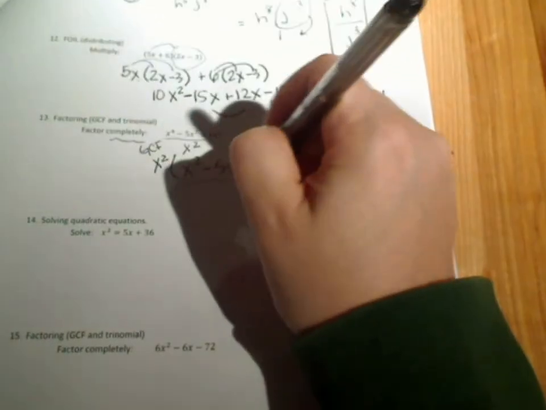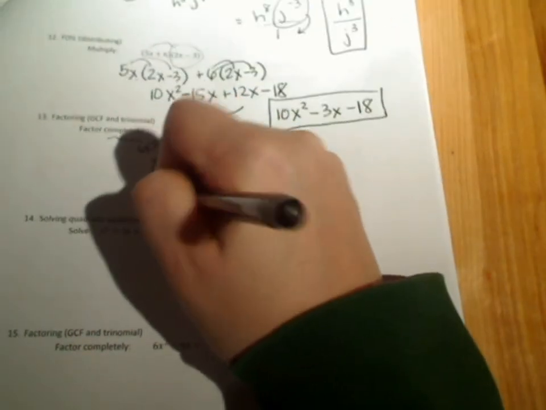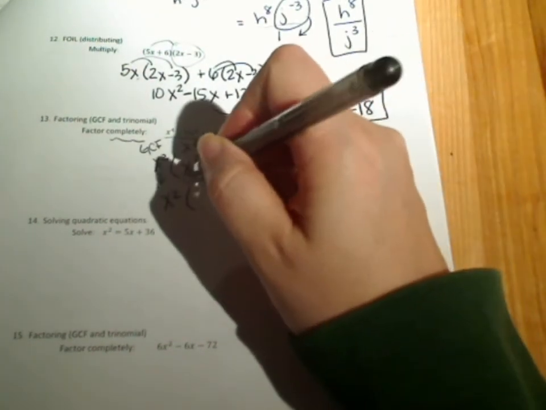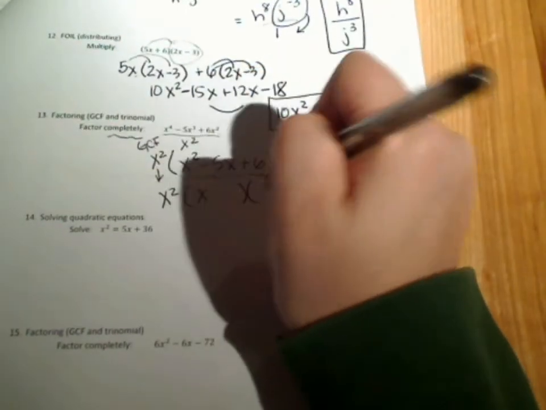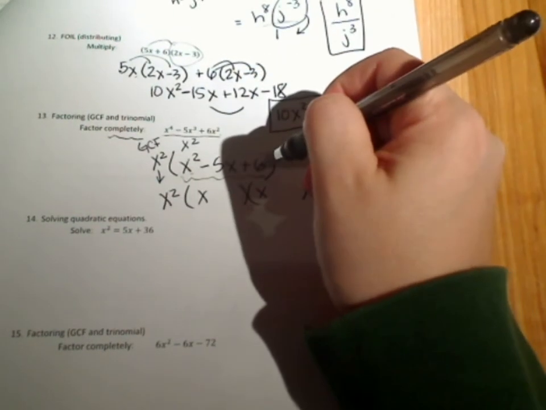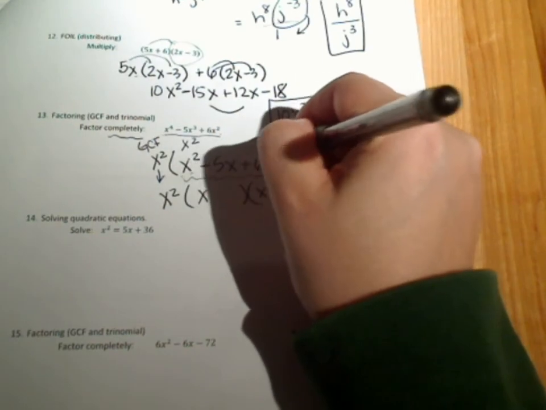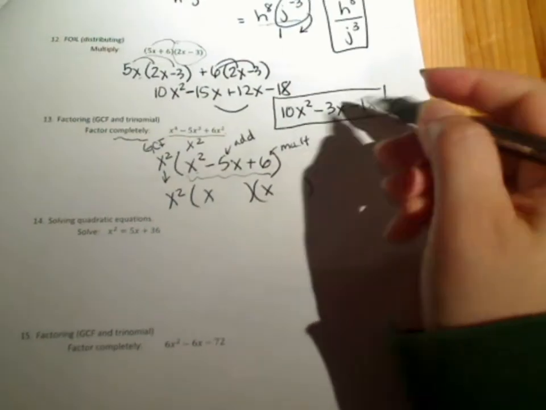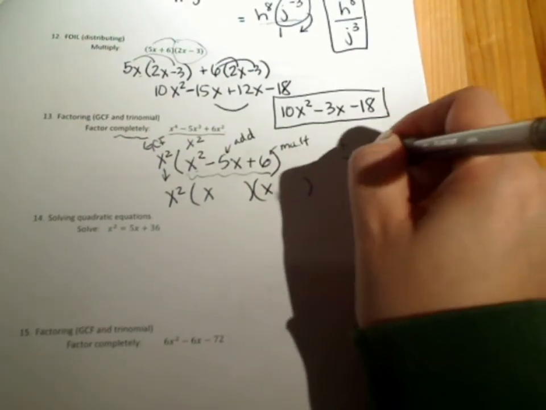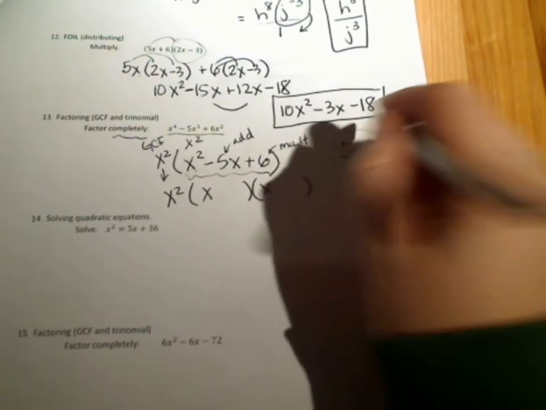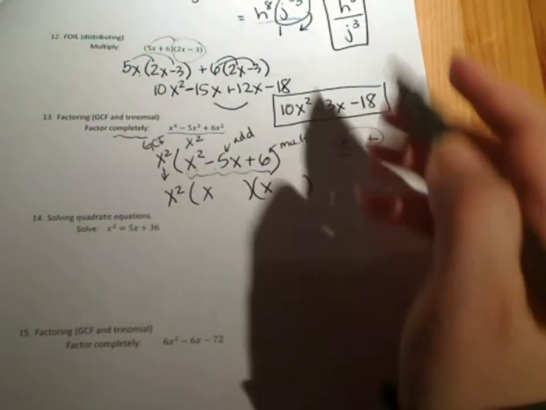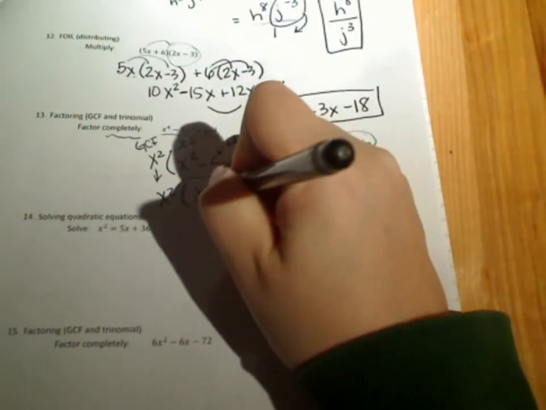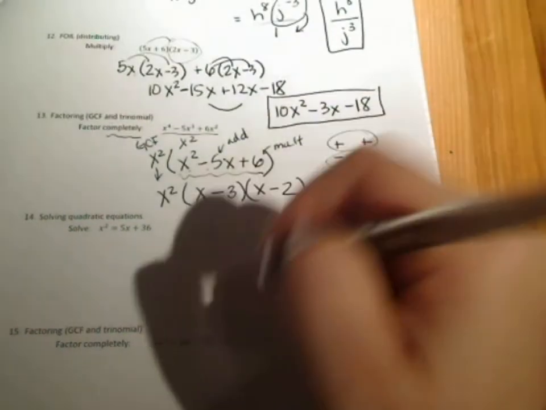Now we need to factor the inside here. I carry along the x squared. I want to split up this x squared, x and x. Numbers that multiply to 6, but add to negative 5. Now the only way to multiply to a positive 6 is either a positive and a positive or a negative and a negative. Since I want a negative in the middle, I know they have to both be negative. And 3 times 2. That's it.